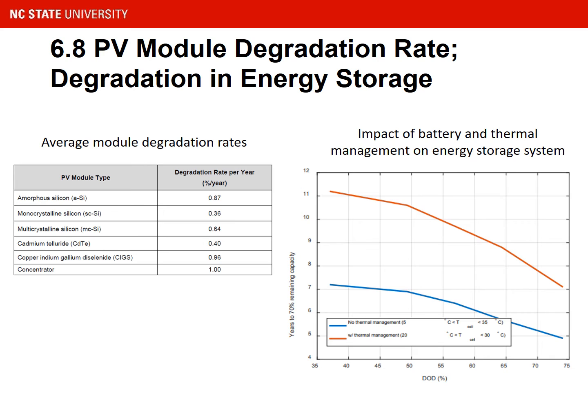Section 6.8 covers PV module degradation as well as energy storage degradation. Historical degradation rates for PV modules vary greatly, but as technology progressed, these rates became more uniform and are often in the order of 0.5% per year. The image on the left is from the NREL Best Practices Guide, and it provides a breakdown of standard degradation rates for different PV module types.